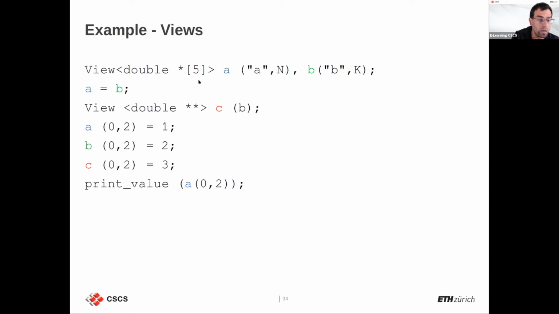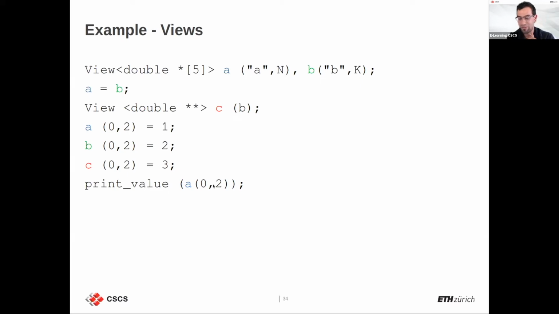Then we do A equal B, and then we create another view. This view this time has 2 dimensions decided at runtime, and we initialize it with B. Then we put A(0,2) equal 1, B(0,2) equal 2, and C(0,2) equal 3. And we print the value of A(0,2). In chat, what value do you expect A will have?